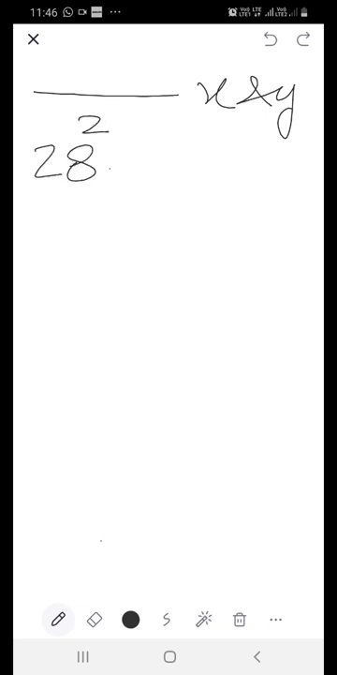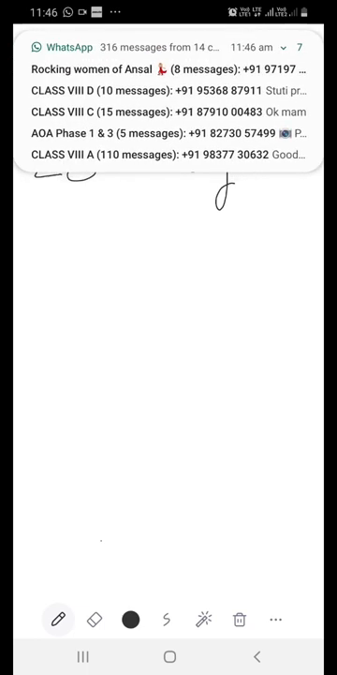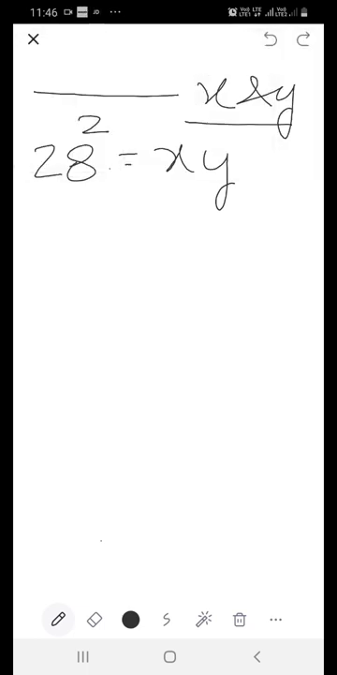So you will say let the two numbers be x and y. It is given that 28 is the mean proportion, and I told you a concept to be used, that square of the mean proportion, as 28 is the mean proportion, is equal to the product of the given numbers which I have taken as x and y. From here, what will be the value of x? 28 square upon y. This is your first equation.